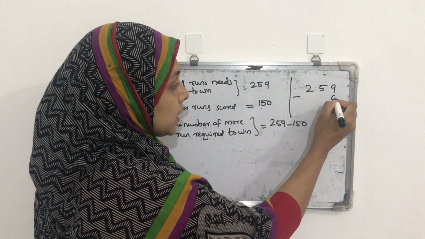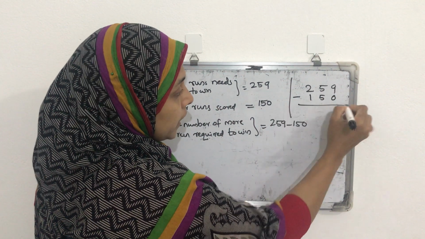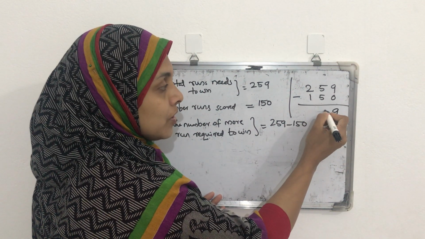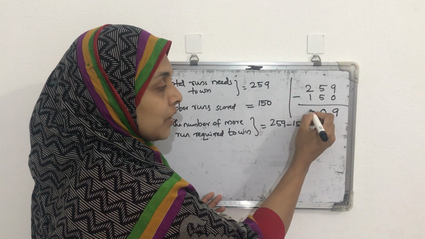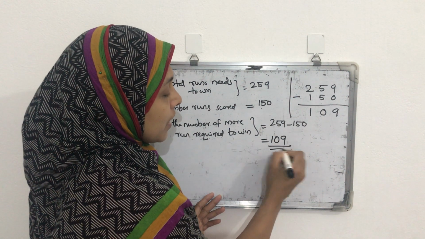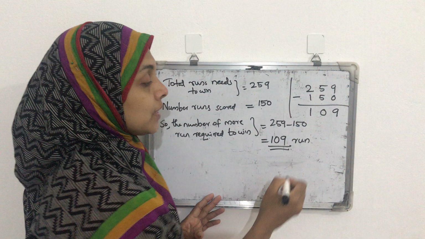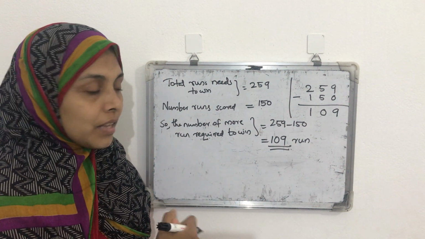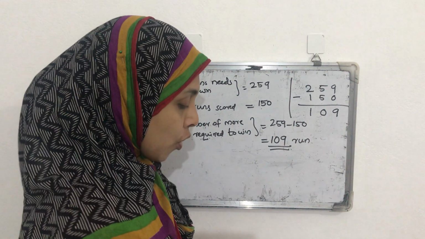259 minus 150. 9 minus 0, 9. 5 minus 5, 0. 2 minus 1, 1. So, how many more runs needed? 109 runs needed to win the match. Okay, that also you can write in the notebook.